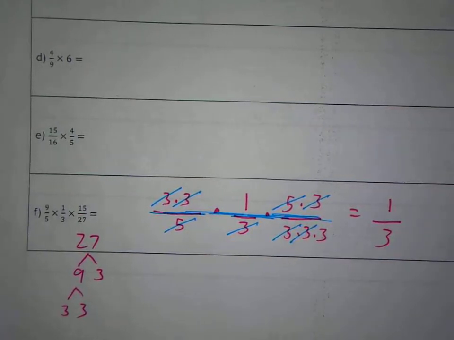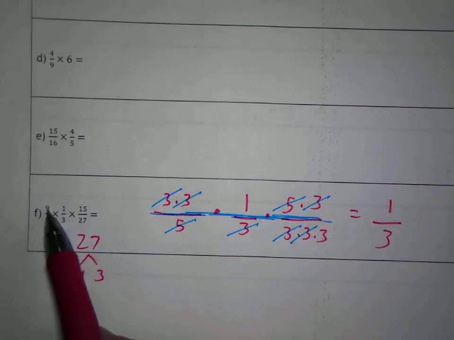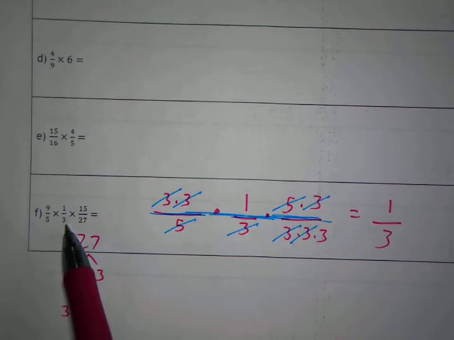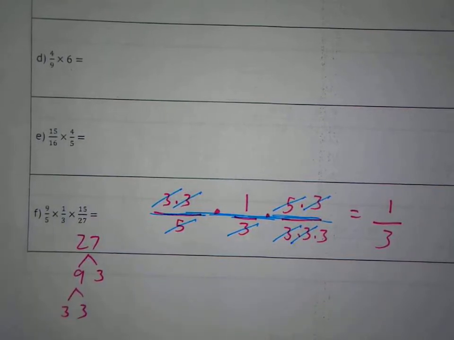See how that's much simpler to break it down, cancel before you multiply? Otherwise, you'd end up with whatever 15 times 9 is over 27 times 3 times 5. Pretty large fractions to reduce.